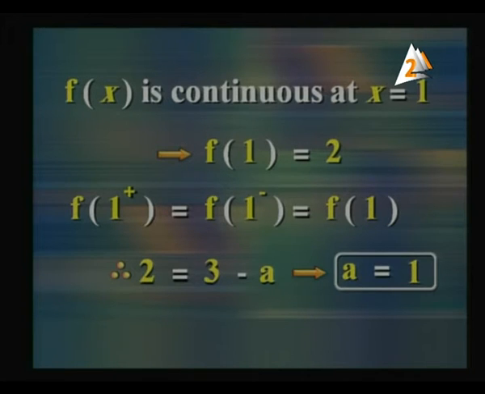Remember, dear student, f of x is continuous. What do we mean by continuous at x equals 1? f of x is continuous at x equals 1 means f of 1 positive equals f of 1 negative equals f of 1. At first, we find f of 1 by substituting x equals 1. The answer is 2. Then f of 1 positive equals f of 1 negative. Therefore, 2 equals 3 minus a. The value of a equals 1.